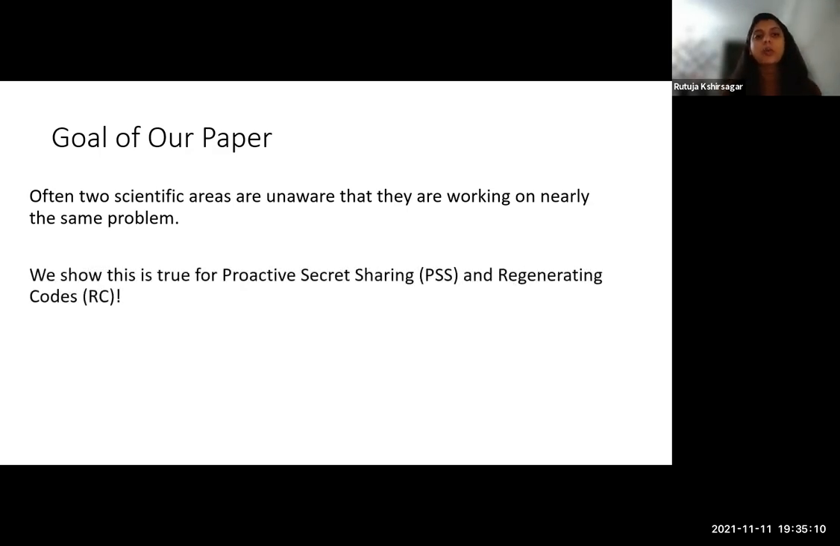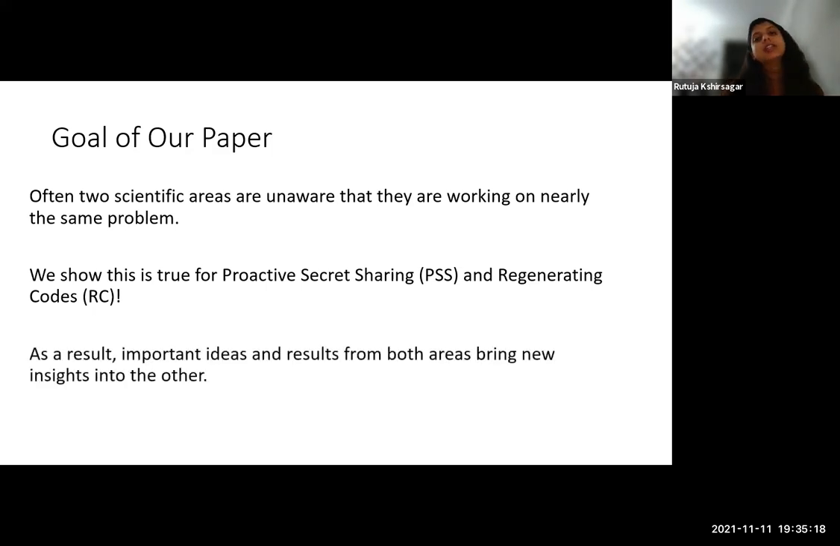In particular, we look at the equivalence relationship between proactive secret sharing and regenerating codes. And this leads to new insights in both these areas.